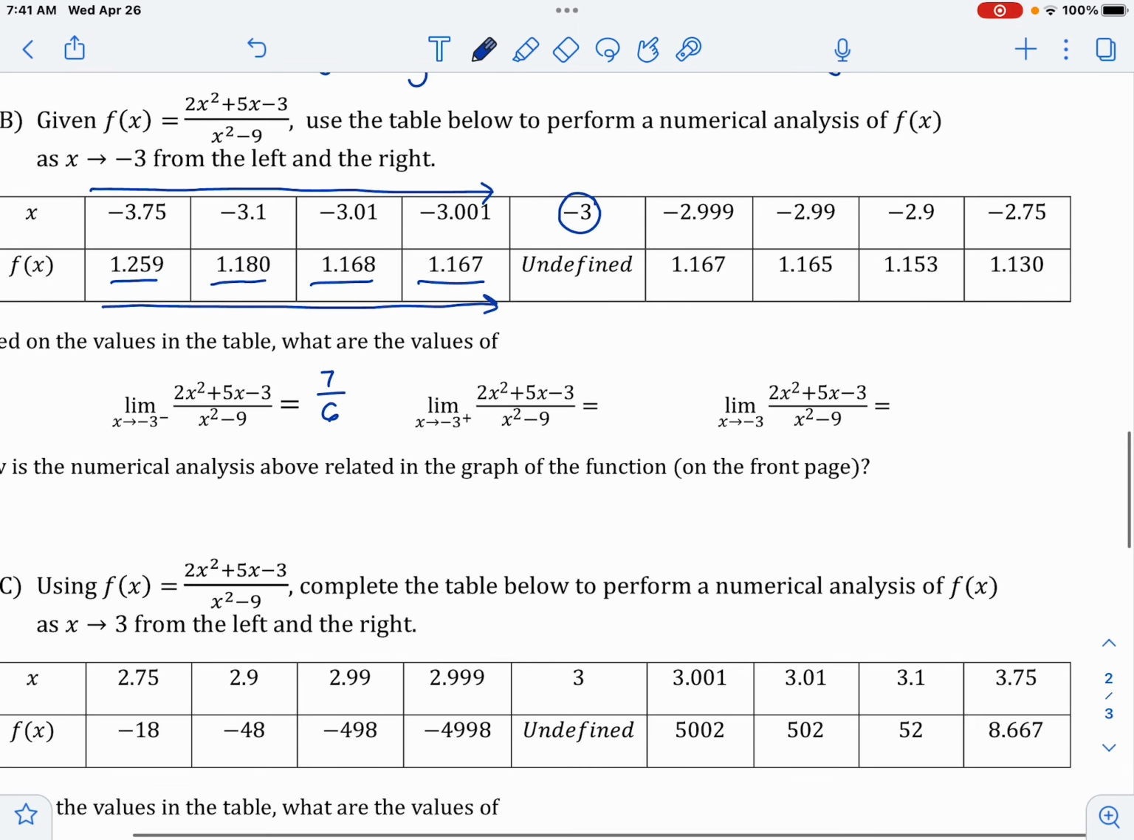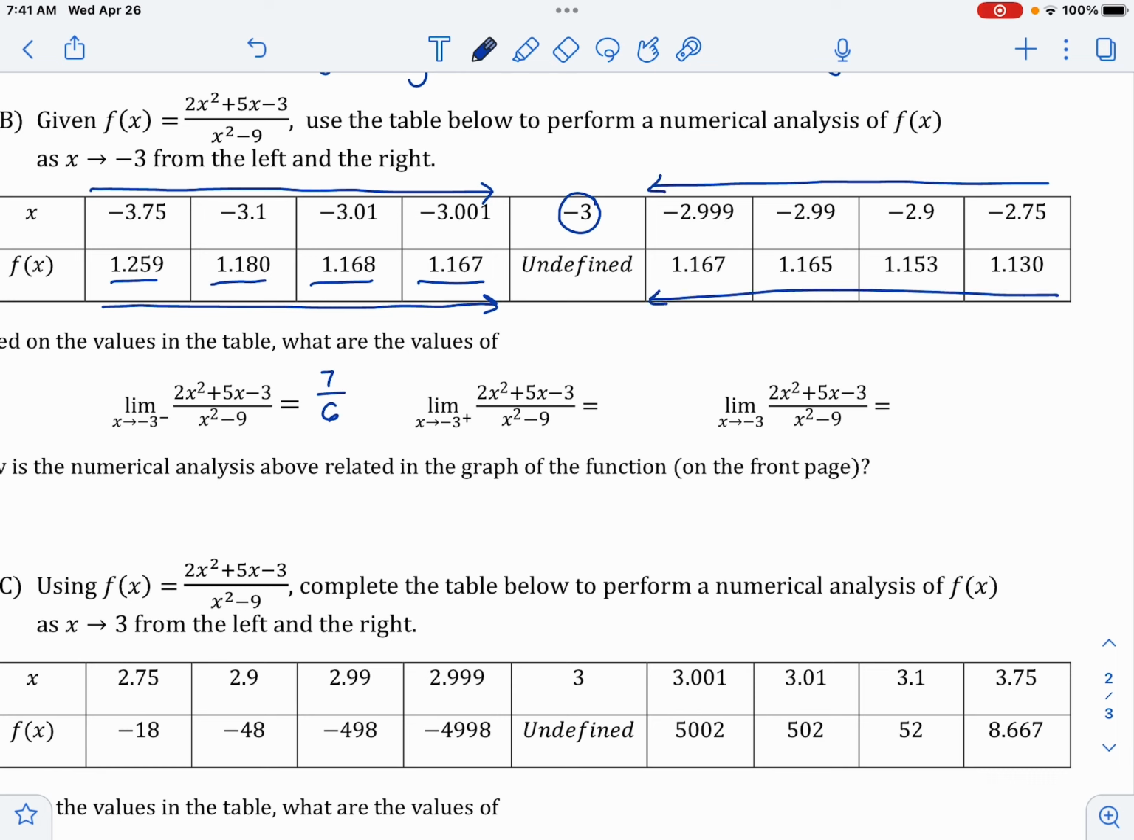Now, if we approach -3 from the right, we're looking at our y values, you can see we're approaching that same value, which is 7/6. Since we're approaching the same value from the left and the right, the limit does exist, and it's 7/6.